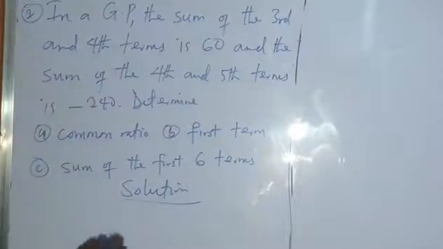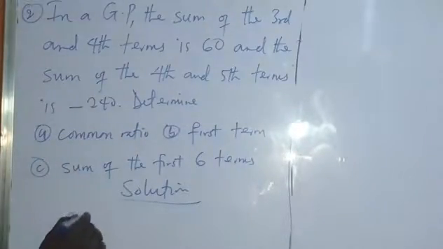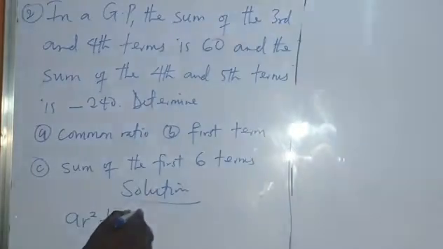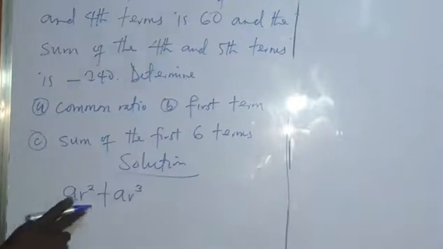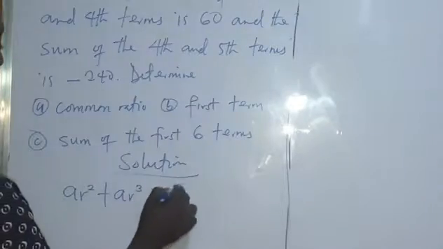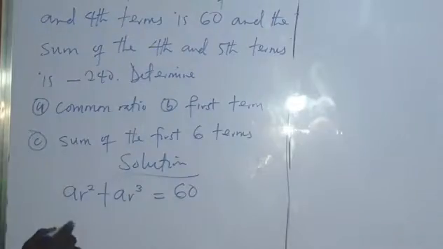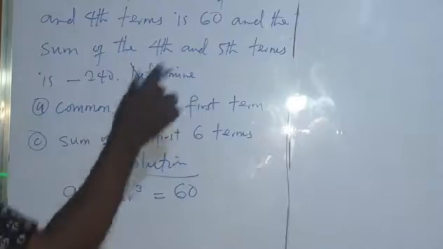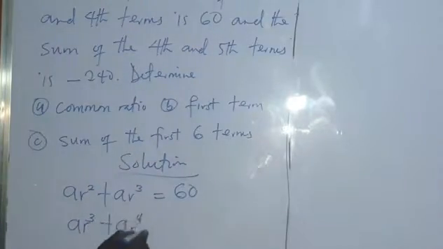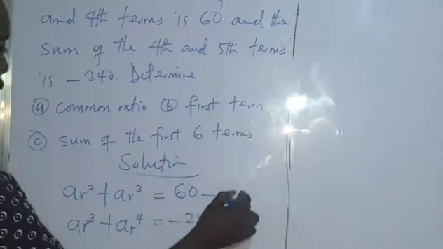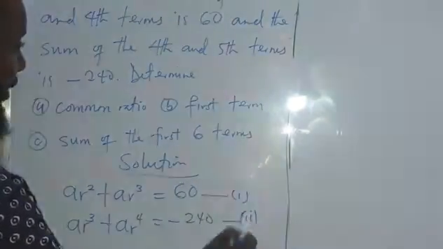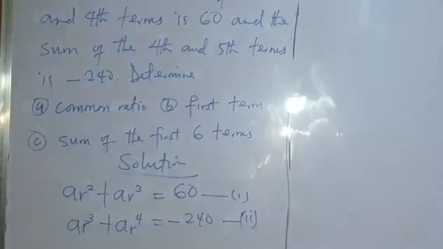The third term of a GP is ar raised to 2 plus the fourth term, which is ar raised to 3, and it equals 60. Then the fourth term, which is ar raised to 3, plus the fifth term, which is ar raised to 4, is minus 240. This is equation 1, equation 2. So this is also a simultaneous equation.